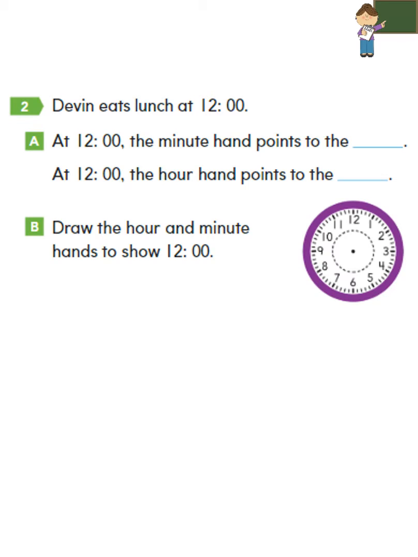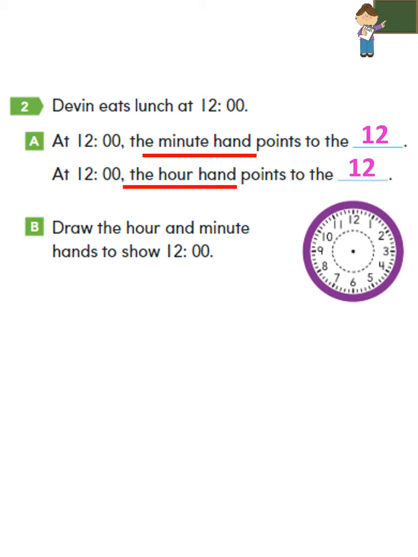Looking at number 2. Devin eats lunch at 12 o'clock. This one could be tricky, but at 12 o'clock, the minute hand we know has got to point at the 12 because there are 0 minutes, so it has to point at 12. But it is also 12 in the hour, so the hour hand points to the 12.